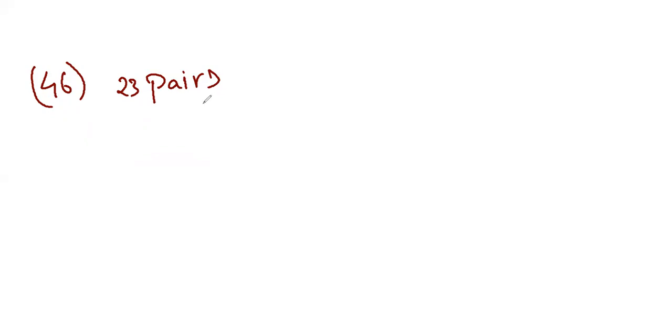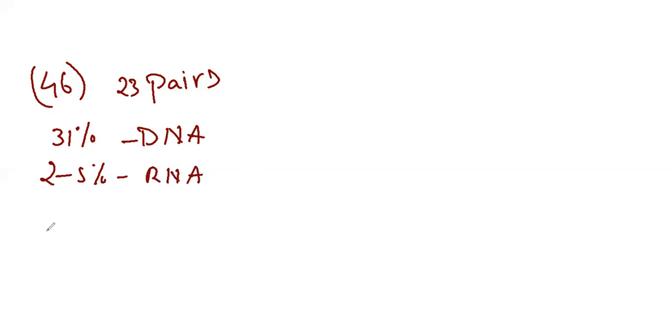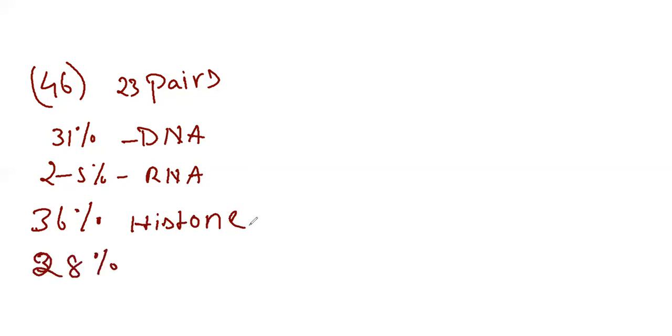And chemically, if you see, 31% of the chromatin material consists of DNA, and RNA will be very less. So DNA is 31%. RNA will be 2 to 5%. Histone proteins are 36%. So 36% you have histone. And we have non-histone proteins also. That would be 28%. So the maximum amount is occupied by histone only. So that's why we go for basic dye.